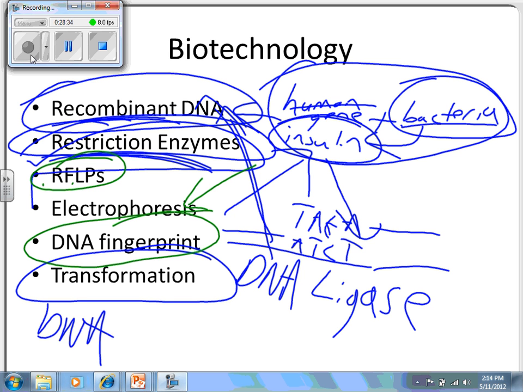Is that process called electrolysis? No, electrolysis is something different. Electrolysis is splitting something using electricity. Electrophoresis, different things.